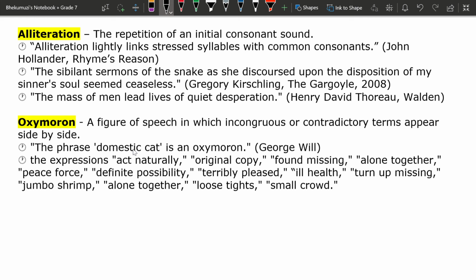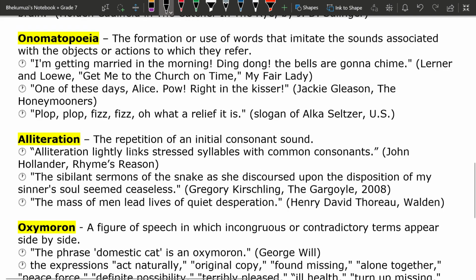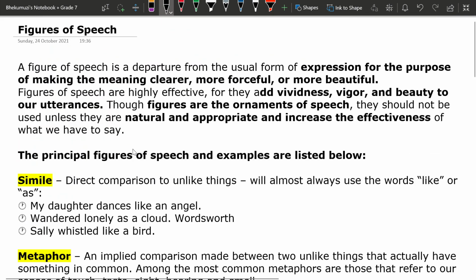Oxymoron. Okay, so those are all the figures of speech that we have. I hope you understand how we use figures of speech, how to identify them, and what they are.